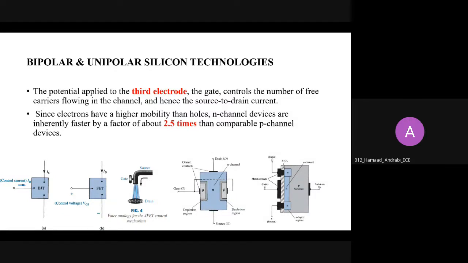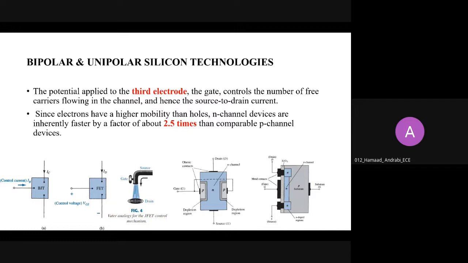Okay. So field effect transistors are also three terminal devices, just like BJTs. Sometimes there can be a fourth terminal as body terminal or substrate terminal, but generally they are three terminal devices, just like BJTs. But the terminals are not named emitter, base, and collector. Rather, they are named source, drain, and gate. The potential is applied to the third electrode, which is the gate. And the job of this gate is to control the number of free carriers flowing in the channel.